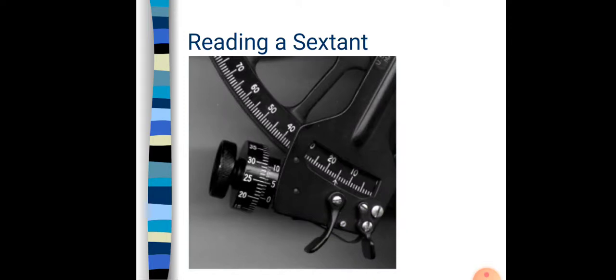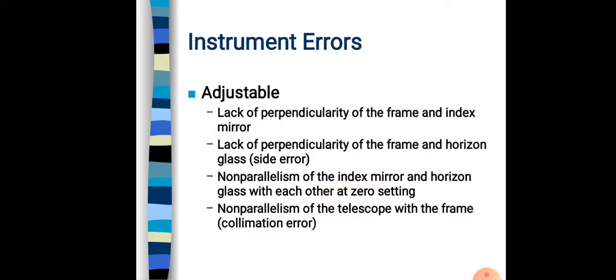So this is a diagram of an index arm which is moved on the arc for taking the reading of the sextant, and after taking the reading there are certain errors which are applied to the reading. Further going into detail, there are some instrument errors which are adjustable and some which are non-adjustable. First of all I will talk about the adjustable errors.